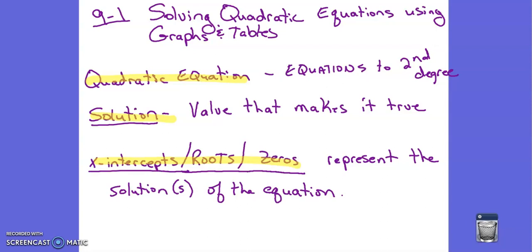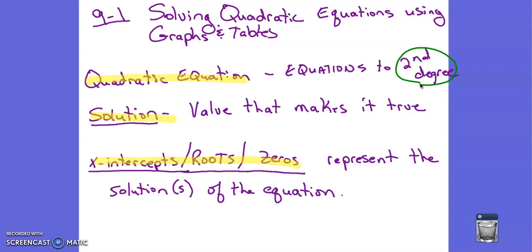So let's talk about solving quadratic equations. First of all, a quadratic equation is an equation to the second degree. Anything to the second degree is a quadratic equation. We've been solving equations for a long time, but as a reminder, a solution is the value that makes the equation true. We've also talked about the x-intercepts, the roots, or zeros. They all mean the same thing: the solutions of the quadratic equation.